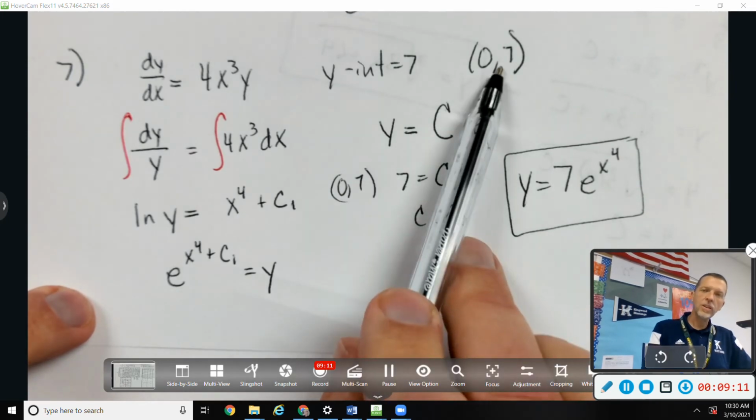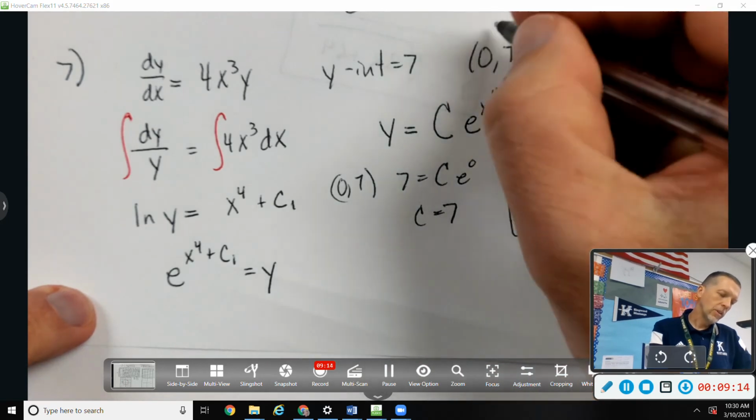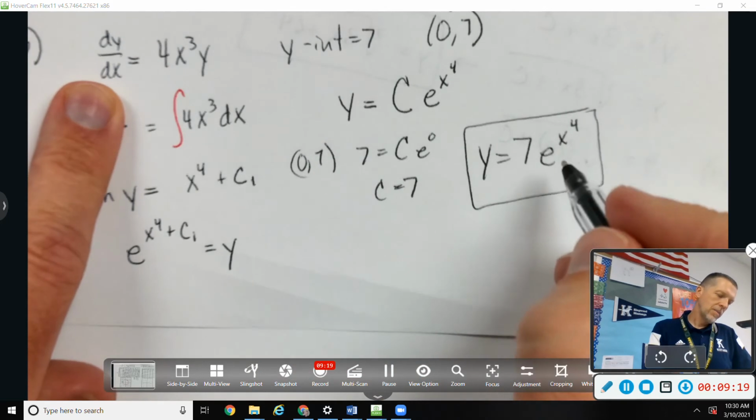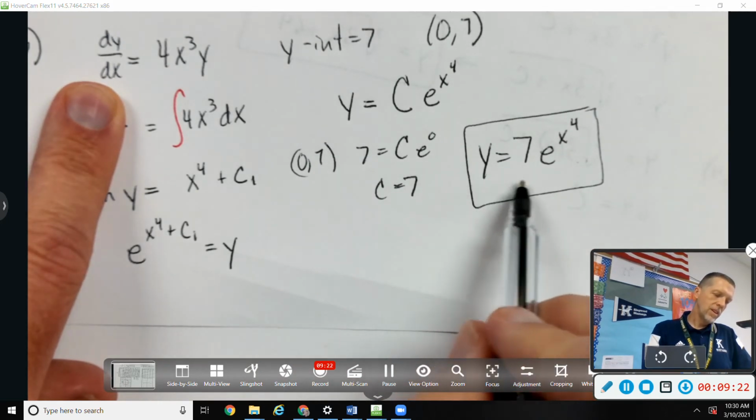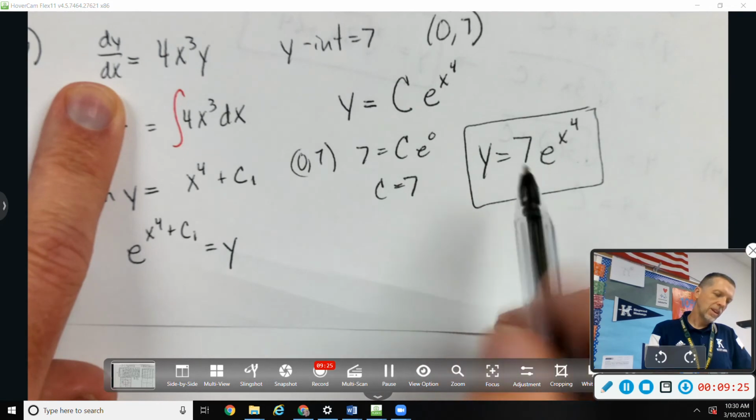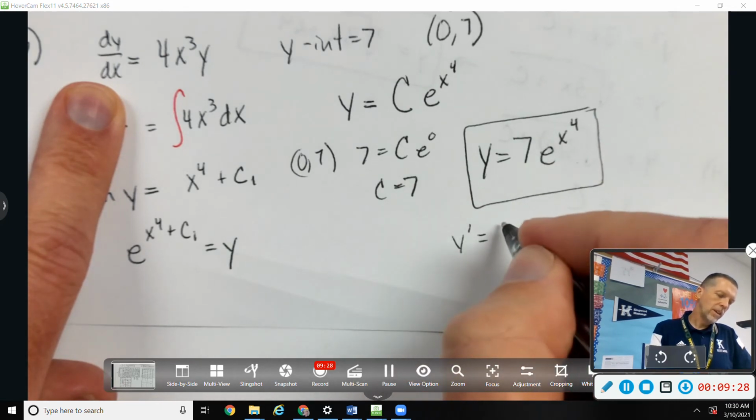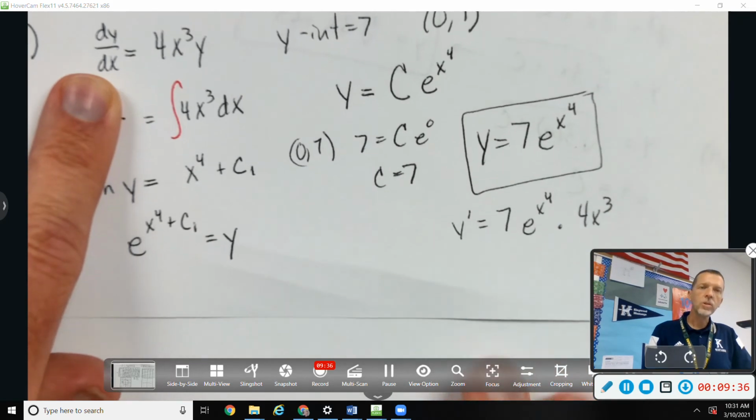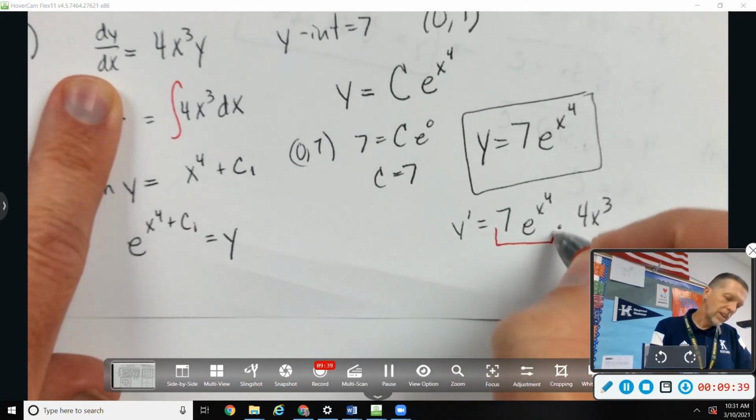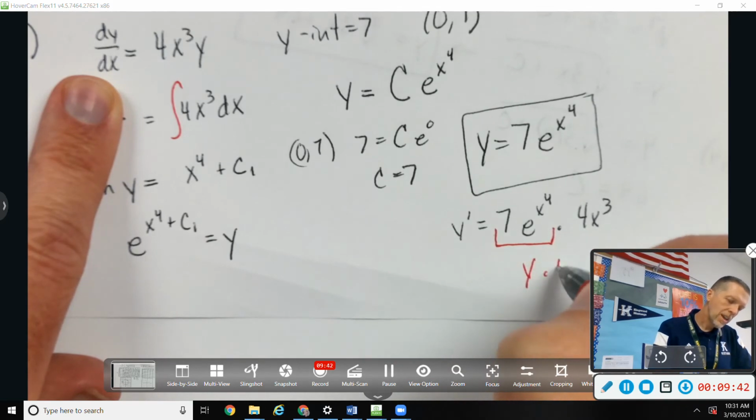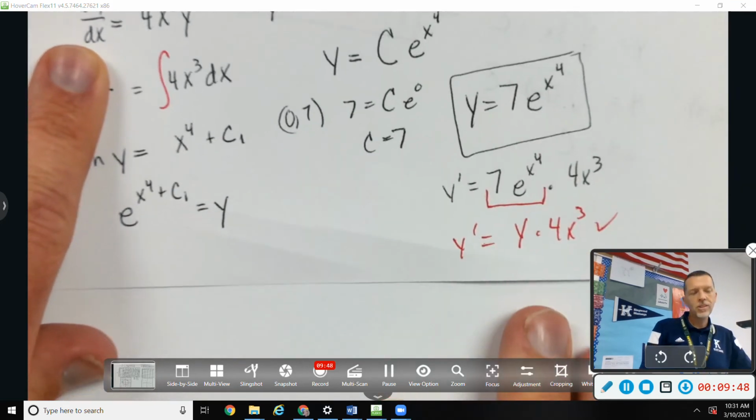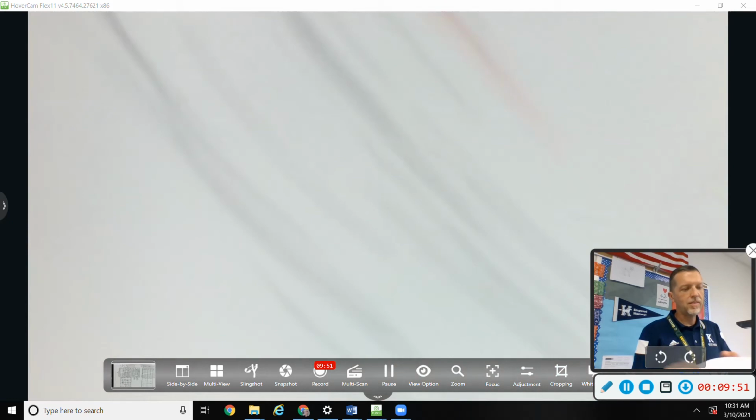Again, I could check it in there and make sure it works. That's an easy check. It works for that. If I wanted to, I could check it in here, and it really wouldn't be that bad. Because if I take the derivative of this thing, you know what, let's do that. The derivative would be 7 e to the x to the 4th times 4x cubed, chain rule. And well, 7e to the x to the 4th is y. And so it does check out. So you can check these. I wouldn't check very many of them, but it's an option if you want to.